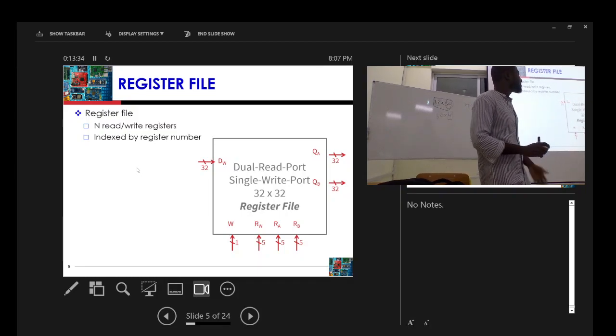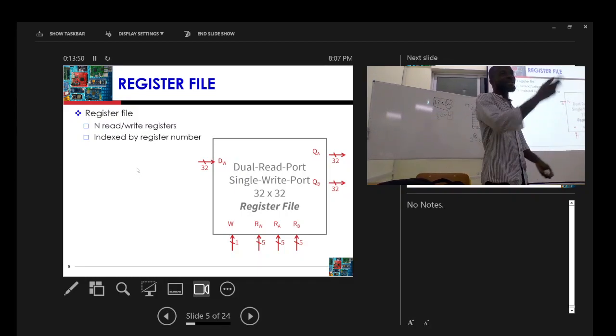So the example is simple. Give you a 32 by 4 register file, right? And I ask, what is the data width? What is the write address? What is the read address? What is the output? Output data width.